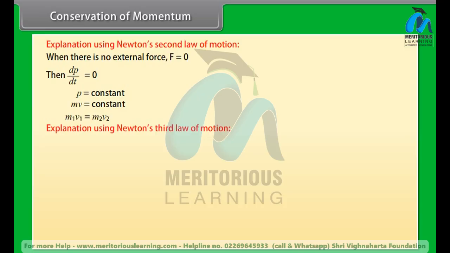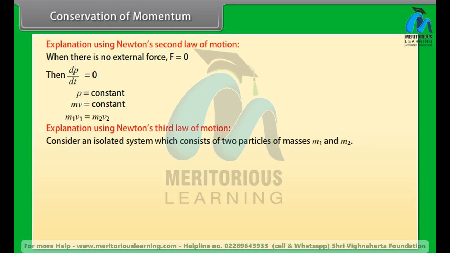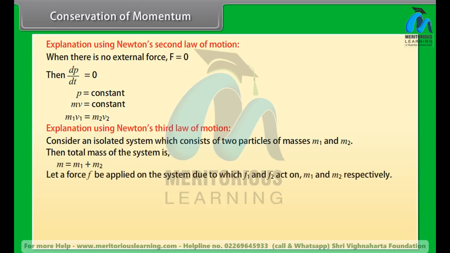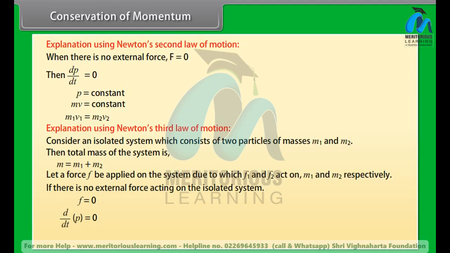Explanation using Newton's third law of motion. Consider an isolated system which consists of two particles of masses m1 and m2. Then total mass of the system is m is equal to m1 plus m2. Let a force F be applied on the system due to which F1 and F2 act on m1 and m2 respectively. If there is no external force acting on the isolated system, then F is equal to 0. d by dt of P is equal to 0. P is equal to constant. Hence, the law of conservation of linear momentum is proved.